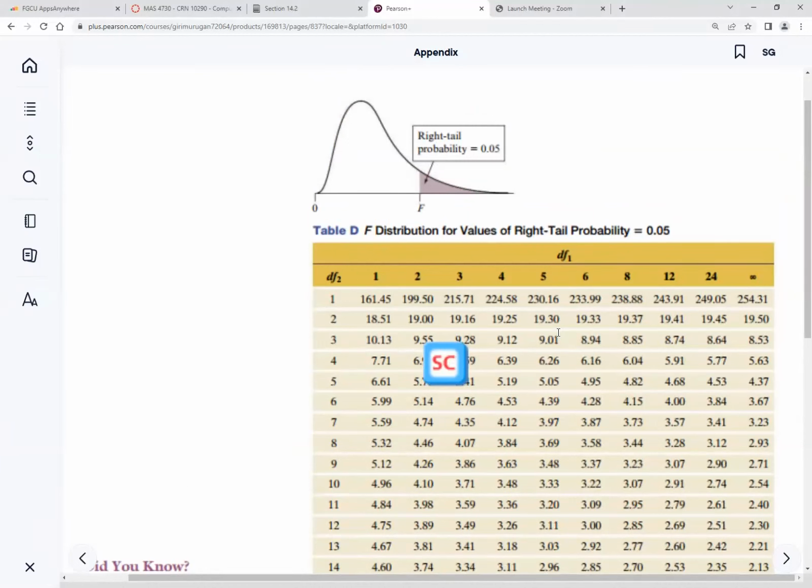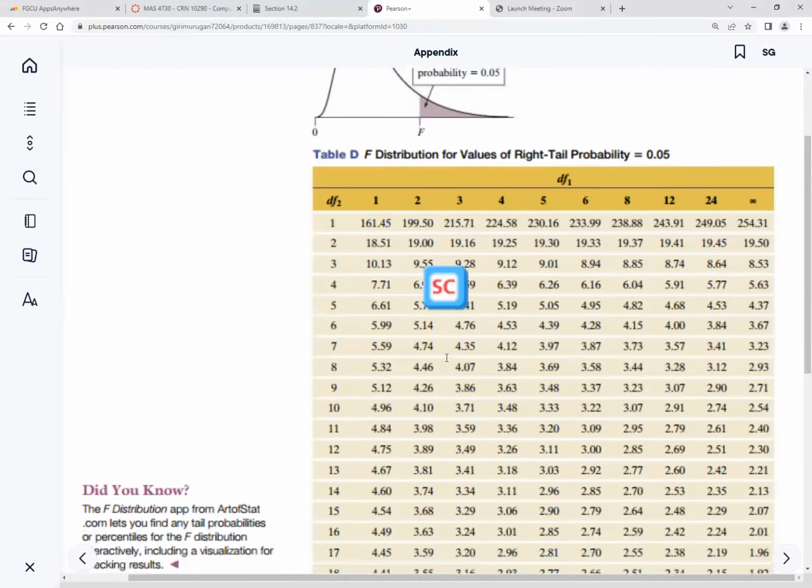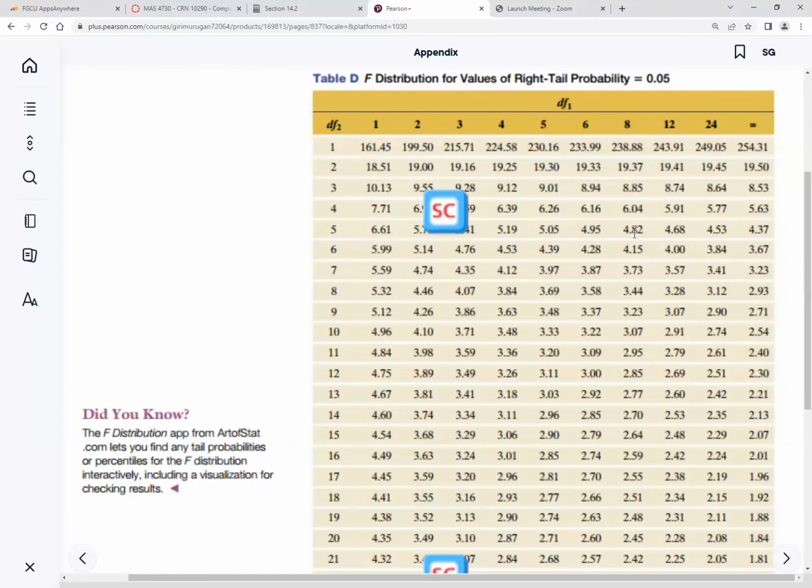The area in the right tail is 0.05. We need the 2 degrees of freedom. The first degrees of freedom here is 2. The second degrees of freedom is 5. So second column, 5. Okay, 5.79.